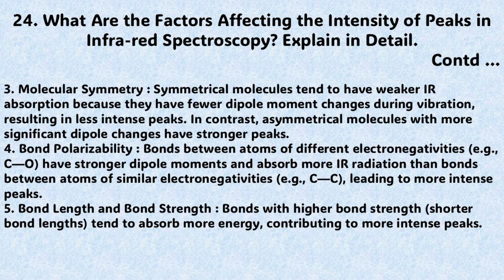Bond polarizability: bonds between atoms of different electronegativities, for example, C=O, have stronger dipole moments and absorb more infrared radiation than bonds between atoms of similar electronegativities, for example, C-C, leading to more intense peaks. Bond length and bond strength: bonds with higher bond strength and shorter bond lengths tend to absorb more energy, contributing to more intense peaks.